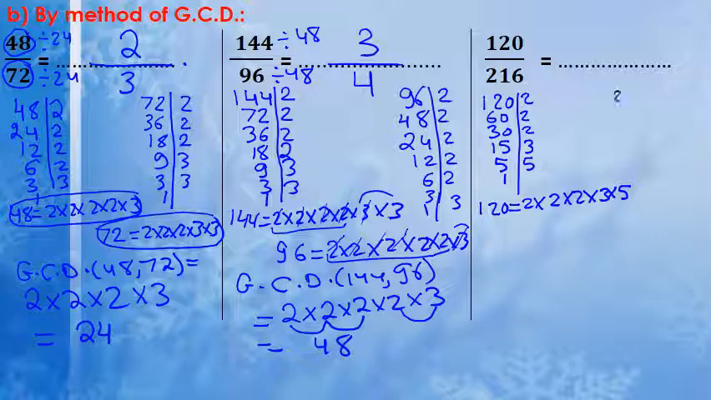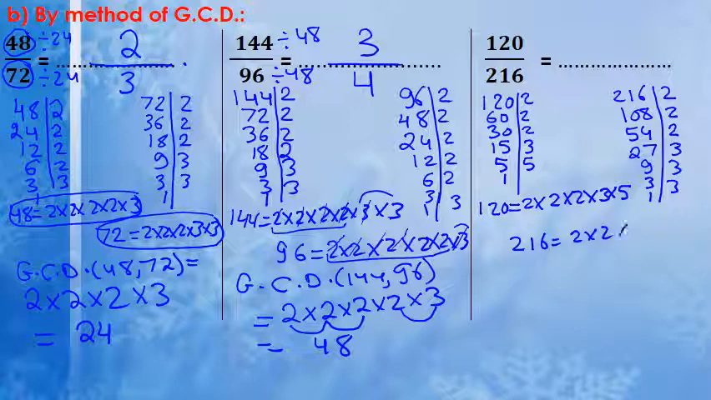Now the prime factors of 216. If we divide it by 2, it gives us 108. Divided by 2, it gives us 54. Divided by 2, it gives us 27. Divided by 3, it gives us 9. Divided by 3, it is 3. Divided by 3 is 1. So 216 equals 2 times 2 times 2 times 3 times 3 times 3.